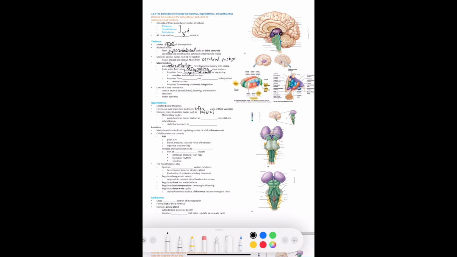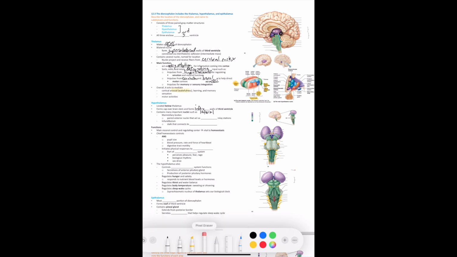Impulses from the cerebellum and the basal nuclei help to direct the motor cortices. So the cerebellum is going to function for our fine motor control, and we've already mentioned the basal nuclei and how it has a role in movement, identifying some of those particular structures. The caudate nucleus, the putamen, as well as the globus pallidus, all are components of the basal nuclei. So the thalamus also has impulses for memory and sensory integration. Overall, its role is cortical arousal or wakefulness.